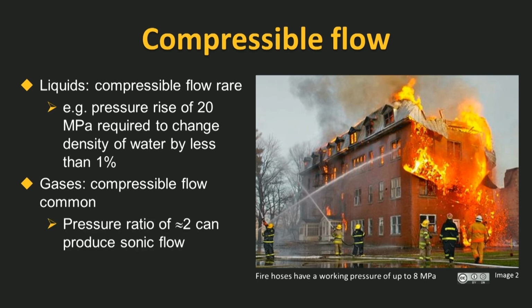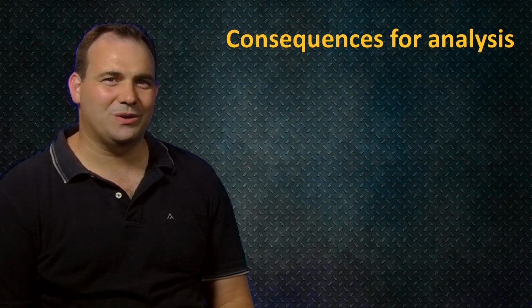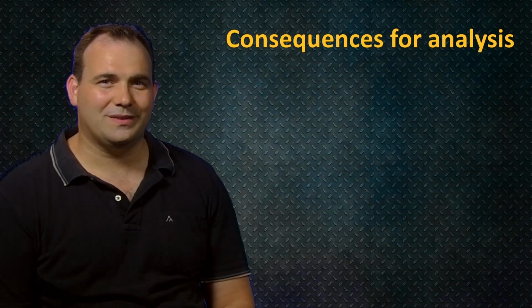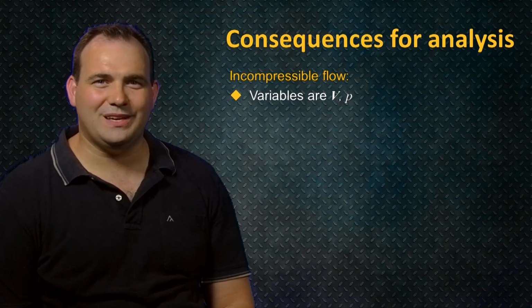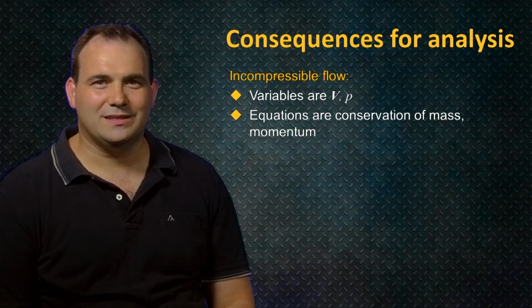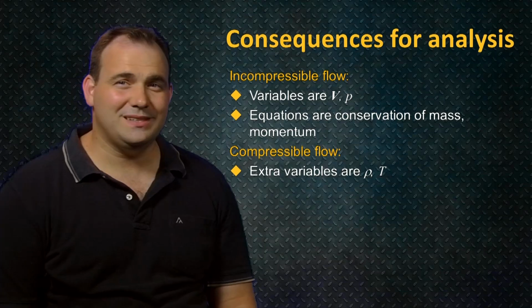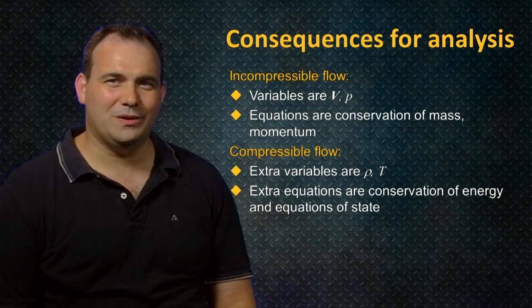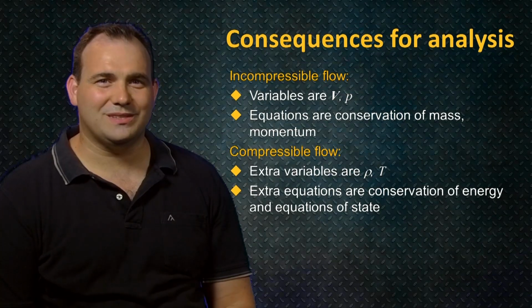So, compressible gas flows are quite common, but what are the consequences of this? First, let's look at it from an analysis point of view, as our eventual goal is to analyse a scramjet. For incompressible flow, the variables we need to solve for are the velocity v and the pressure p. To find these, we solve the equations of conservation of mass and momentum. For compressible flows, on the other hand, the density is now a variable, and so is the temperature T. To find these extra variables, we're going to require extra equations. These are typically conservation of energy and an equation of state.